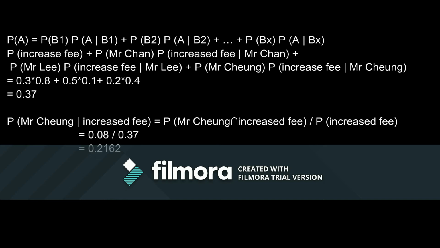Therefore, we can find the probability of Mr. Zheng will be elected given the fee is increased by dividing the probability of the intersection of Mr. Zheng will be elected and the fee is increased over the probability for an increase in fee, which equals 0.08 divided by 0.37. And finally, we can find that the required probability is 0.2162.